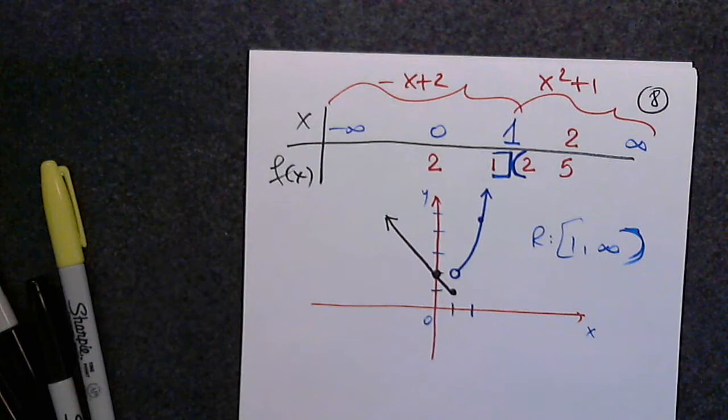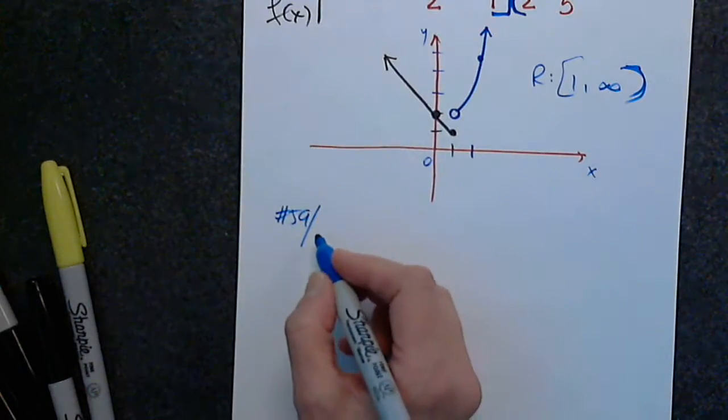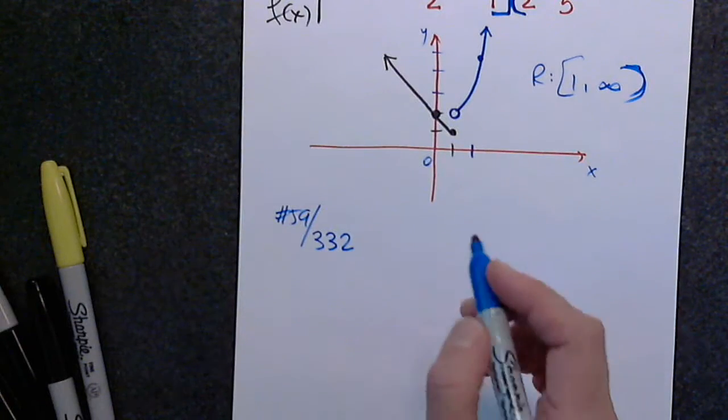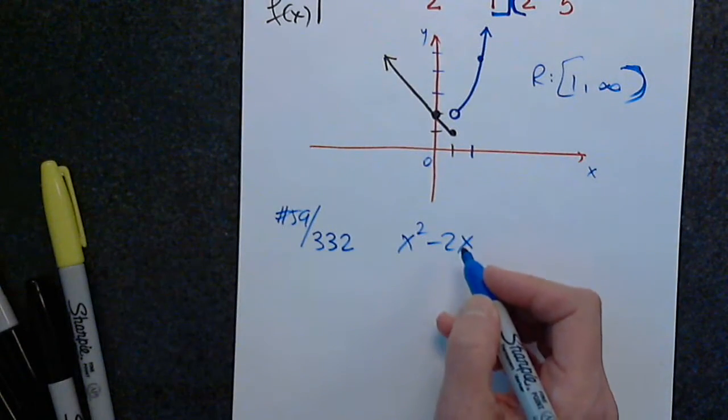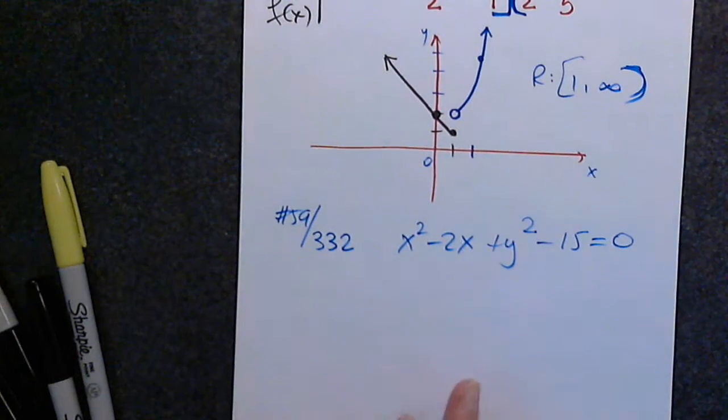Polynomial functions, rational functions, graphs. Yes, the end of chapter 3. Online, the end of chapter 2, sorry. Okay, so let's look at page 332. Let's look at 59. X squared minus 2x plus y squared minus 15 equals 0.